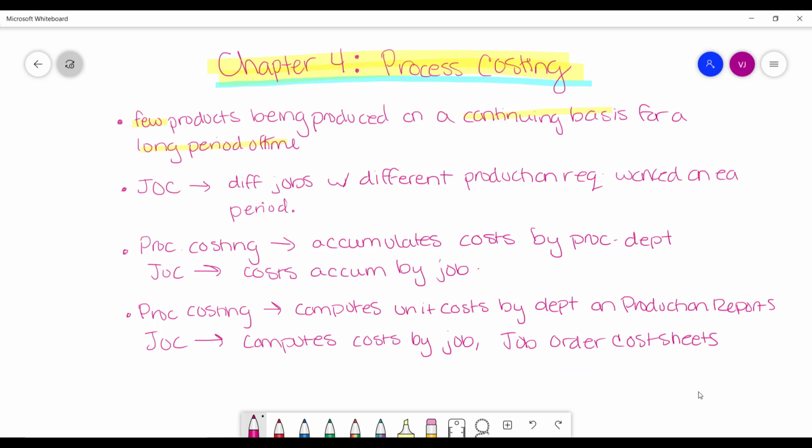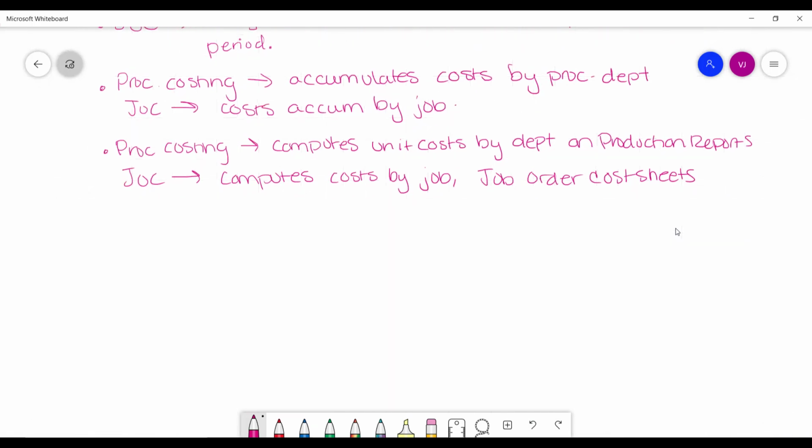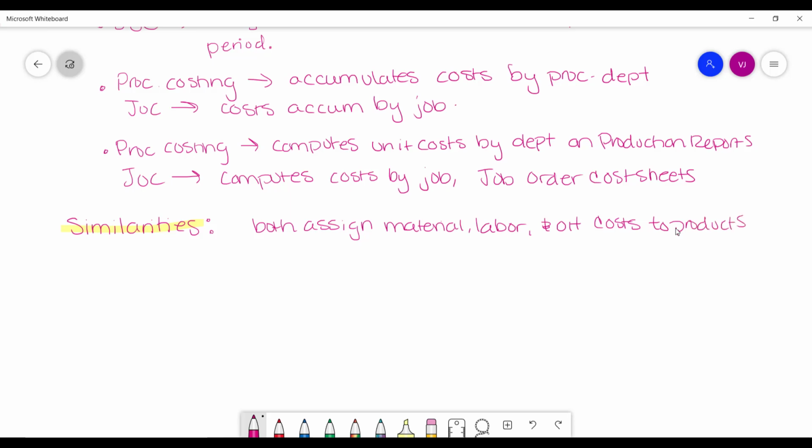There are some similarities, however, between the two costing systems. So let's look at some of their similarities. Both of these systems assign material, labor, and overhead cost to products. That they share.